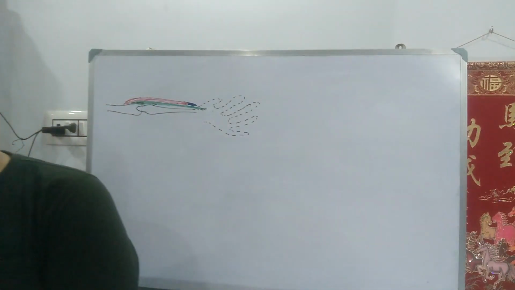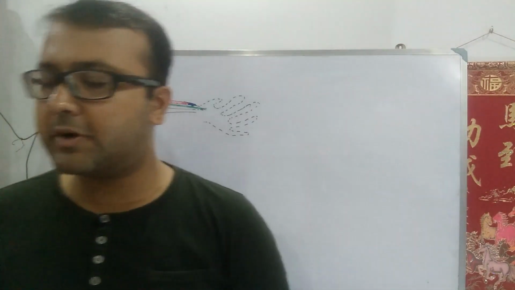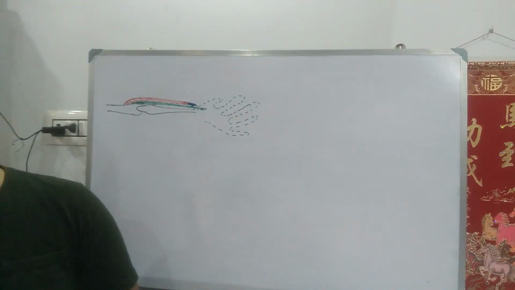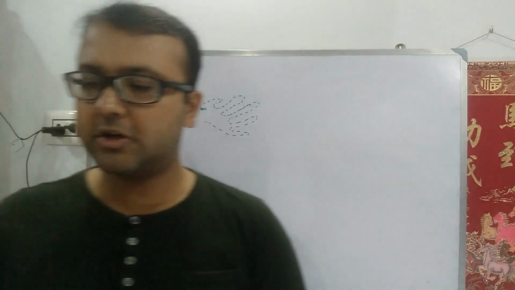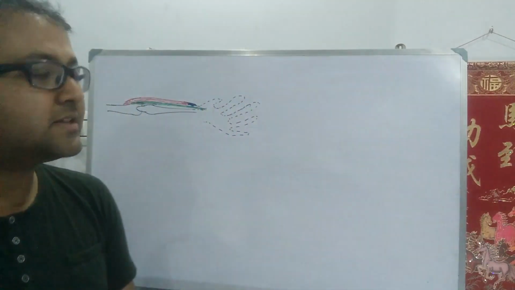Clear with this? So if we are using a word like longus for long, then we can use another word for short. Do you know what word we use for something which is short? The word that we use for short is brevis. So if this is extensor carpi radialis longus, the next muscle name should be extensor carpi radialis brevis.